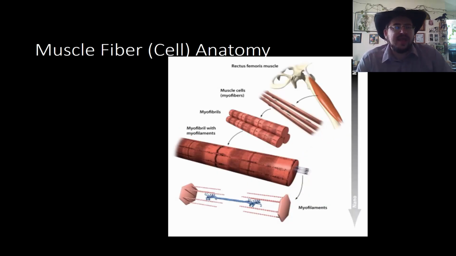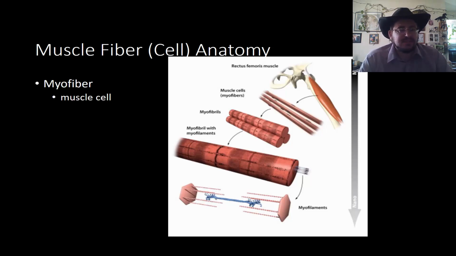Okay, so let's look at muscle fiber anatomy, the muscle cell. So myofiber is literally a muscle cell. We call it a fiber because an individual muscle cell is a very long cell made up of multiple contractile units. Contractile units, think about those stripes, those bands you're seeing. The myofibril of a myofiber is the striated parts.